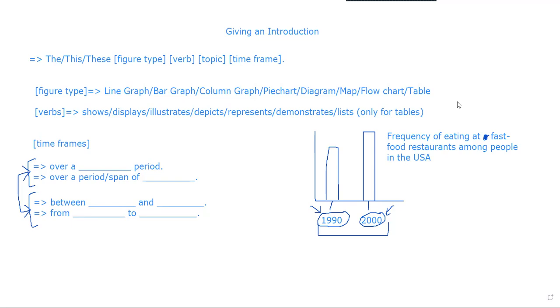This column graph displays frequently people in America eat in junk food restaurants from 1999 to 2000. Very good. But since you used frequently, put the word how before the word frequently. Okay, how frequently people in America? How often, how regularly. Sure. Okay, so very good. Rafat, how about you?